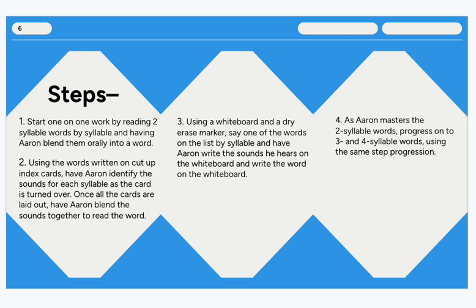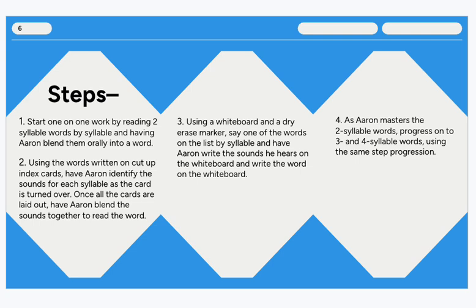Step 1 would be to read those 2-syllable words and have Aaron blend them orally into a word. So using the words that were cut up in the index cards, Aaron would have to identify the sounds for each syllable as the card is turned over. Then once all the cards are laid out, he would blend those sounds together and read the word.